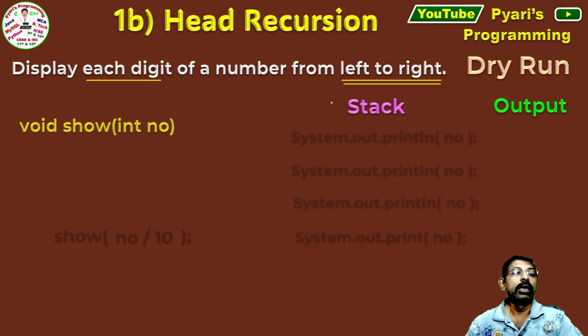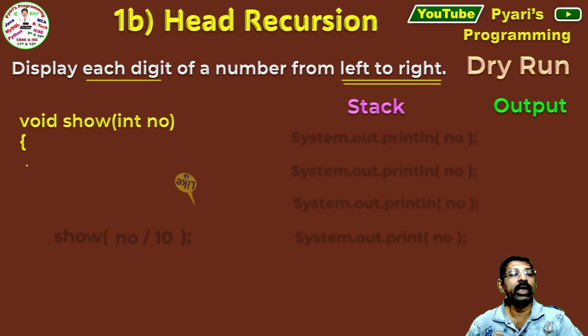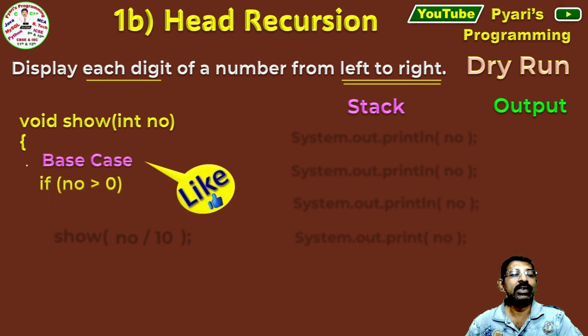Let's see. This is the header of the method. Return type is void. Function name is show. int no is the formal parameter. This is the opening body, or we can say the beginning of the method, inside which I am giving the base condition. If number is greater than 0, that means it will recursively call the method till the number is not 0. If it is 0, I will stop calling it.